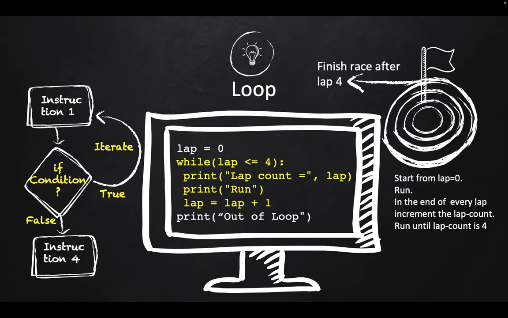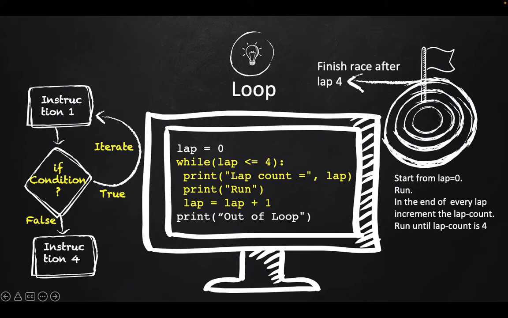A simple real world situation will help in understanding the scenario. Look at the picture on the right hand side of the slide. Assume that you are in a track and field race competition and the race will end after lap 4. So as a competitor, what will you do? You will start from lap 0. Then you will start running. And at the end of every lap, you have to increment the lap count to keep track of how many laps you have finished, right?